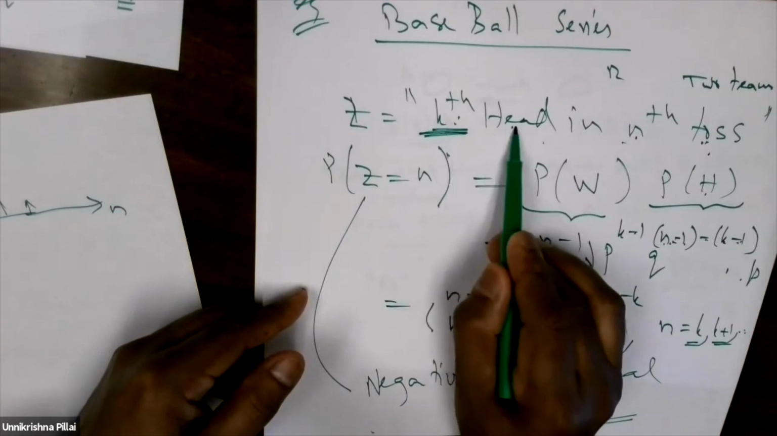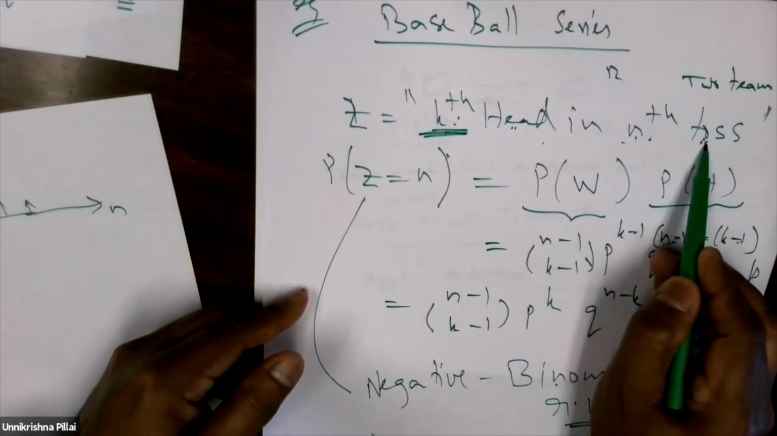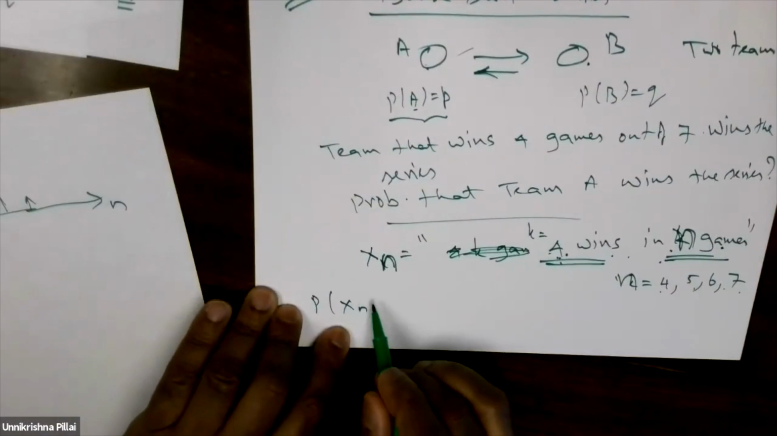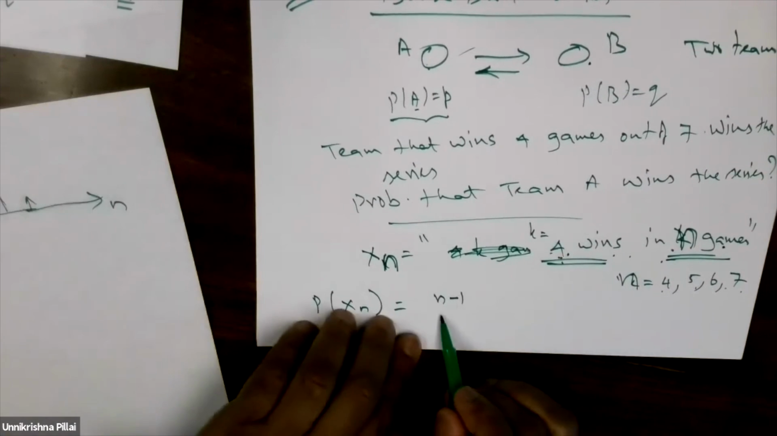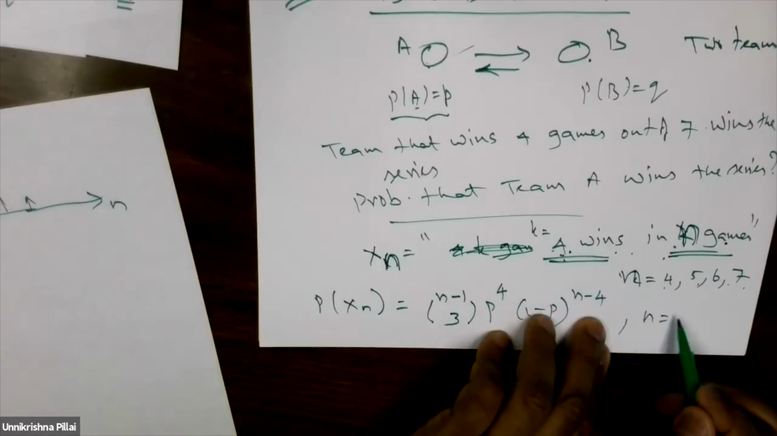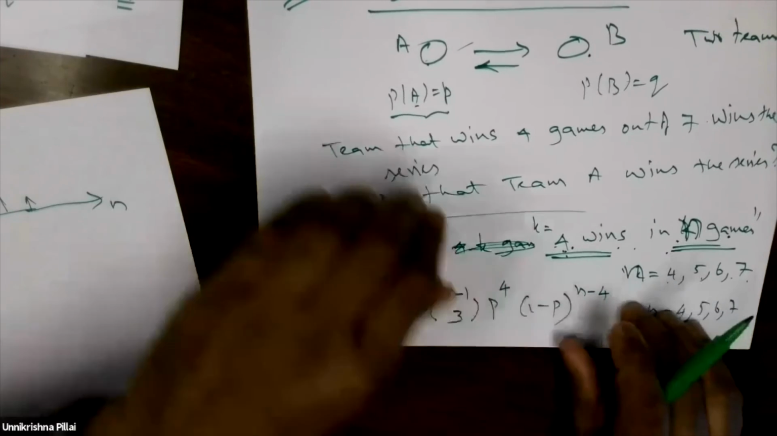Look at here. Kth head, kth win in n tosses, n games. k is 4. 4th win. So the probability of xn is going to be, anybody? n minus 1, choose, look at here, what is it? k is 3, k is 4, and p to the 4, q to the n minus 4, right? n can be 4 or 5 or 6 or 7. So that's good.